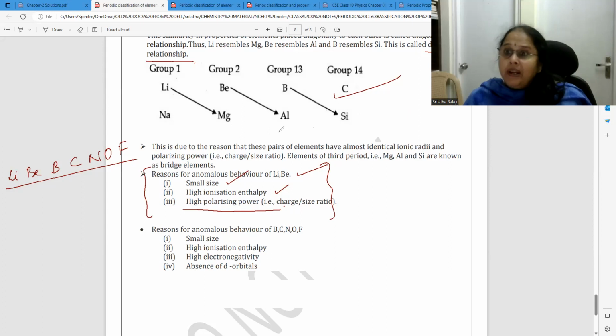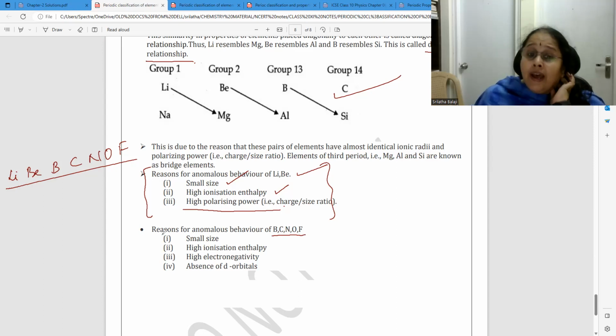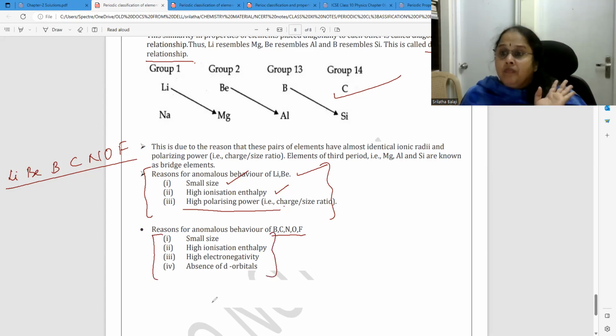That's as far as lithium and beryllium is concerned. Now, when it comes to the anomalous behavior of boron, carbon, nitrogen, oxygen, fluorine, these are different because they belong to the P block, whereas lithium and beryllium belong to S block. The behavior is different. The anomalous nature, you can take one of the reasons, whatever is listed up.